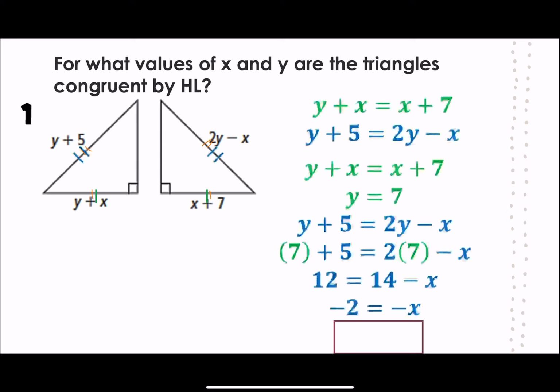Solve for x. You get negative 2 equals negative x. Well, we're looking for a positive x. And if a negative x is negative 2, then a positive x is a positive 2. Make sure you draw a box around both of your answers because that's what the question was asking you for. What values of x and y are these going to be congruent by hypotenuse leg?